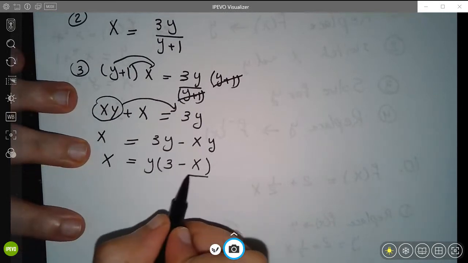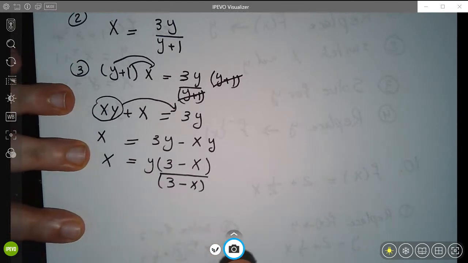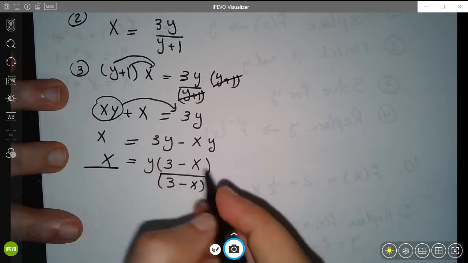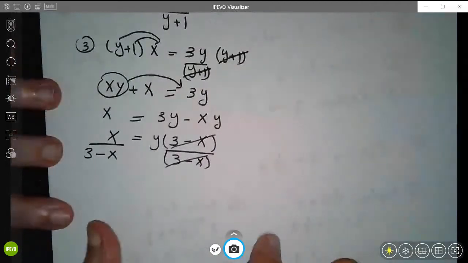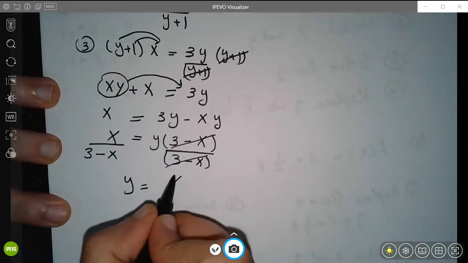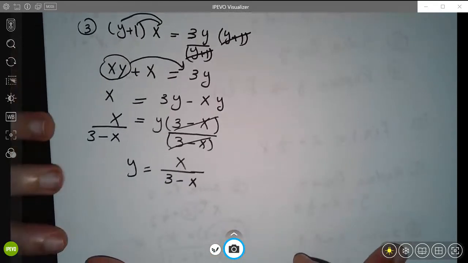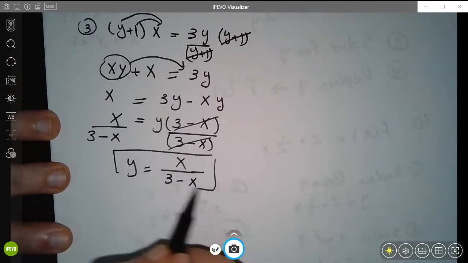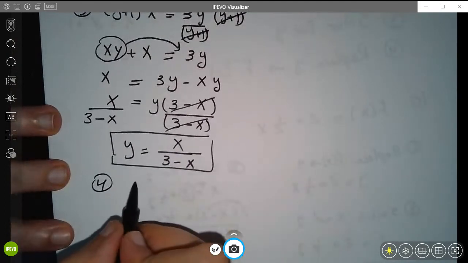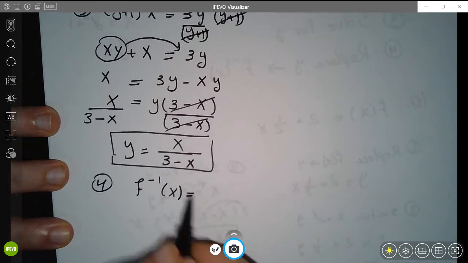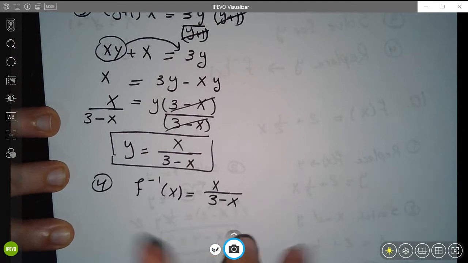Final step, I'm going to divide by 3 minus x because I need to isolate the y. Anything multiplied by it gets divided by on both sides, so these cancel. Over here you have 3 minus x. And with that, we are done. y equals x over 3 minus x. As you can see, that is your inverse function. So we finished solving for y. Now don't forget step 4, where you replace y with f inverse. So I'm going to write f inverse of x equals x over 3 minus x. That's your inverse.